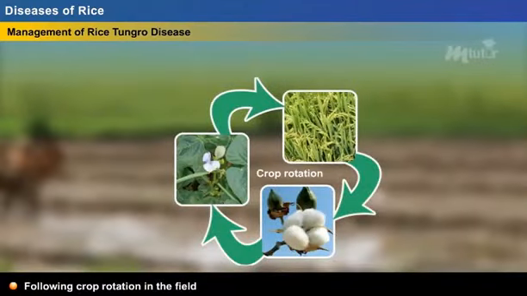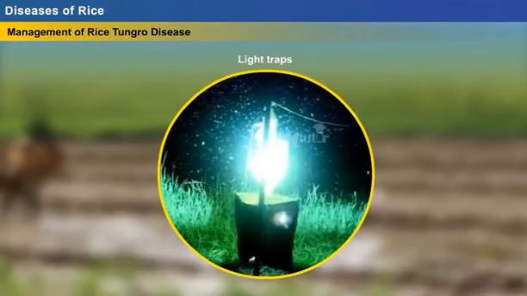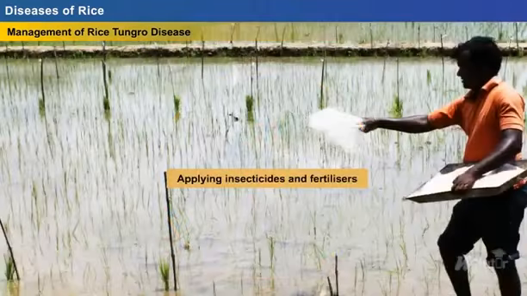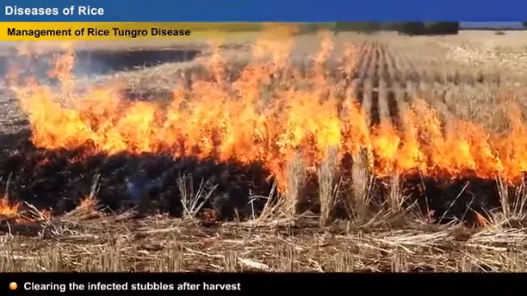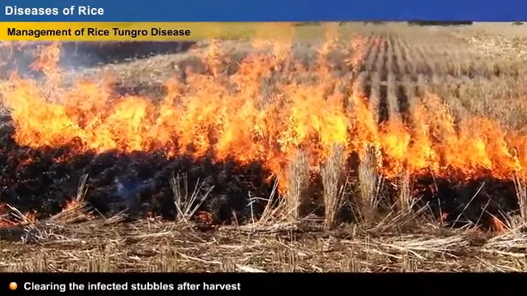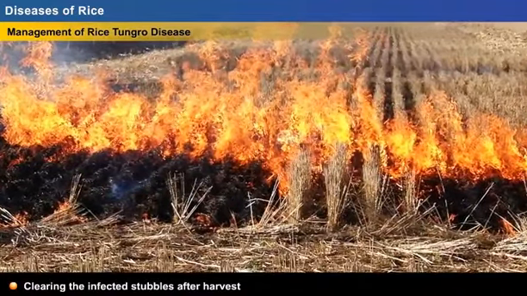By following crop rotation in the field, which is susceptible to infection. By setting up light traps to attract the leaf hoppers and to reduce their population. By applying insecticides and fertilizers. By clearing the infected stubbles after harvest to destroy the eggs of leaf hoppers.